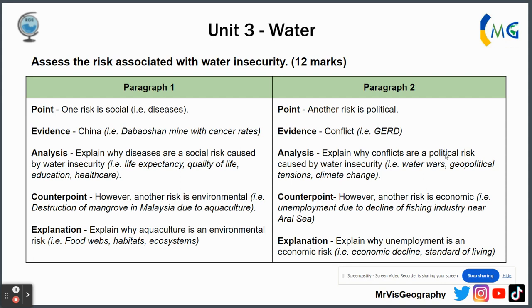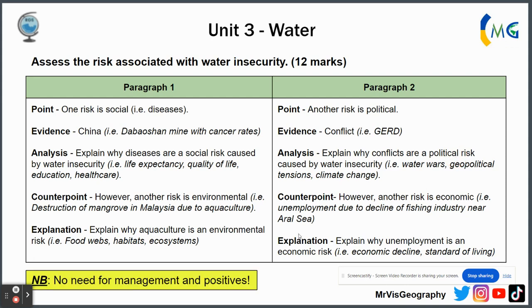If you structure your answer this way, you provide more information. Like I said, there's no need for management and certainly no need for positives. You can just focus on the risks and tell me about the different types of risks. That's how I'd have structured your two paragraphs.